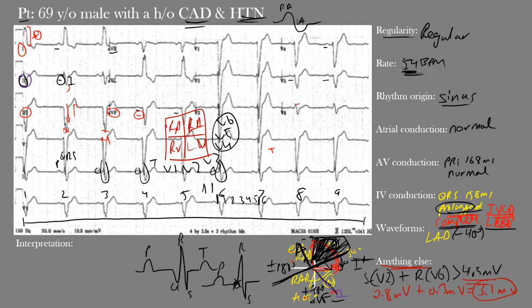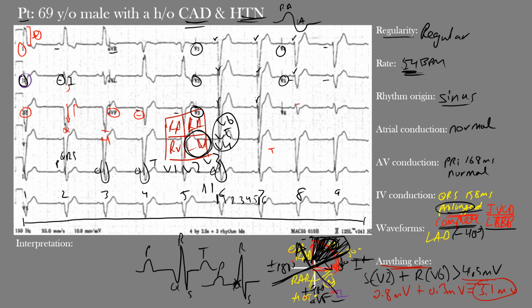Meaning that if we have R waves in these precordial leads, they should increase in amplitude because they're showing that left ventricle pull. So if we go from V1 to V2 to V3 to V4 to V5, we should see an increase in the R wave amplitude. So here are our R waves here. Maybe a slight increase in this R wave amplitude. Again, it's not normal.